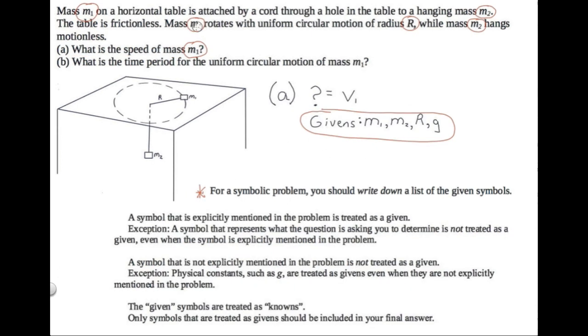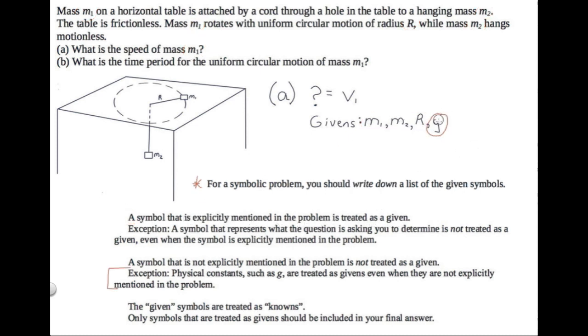This problem is symbolic rather than numeric. For a symbolic problem, you should write down a list of the given symbols. The symbols m1, m2, and capital R are treated as givens because they're explicitly mentioned in the problem. Little g is also treated as a given because it represents a known physical constant. Write down your list of given symbols.